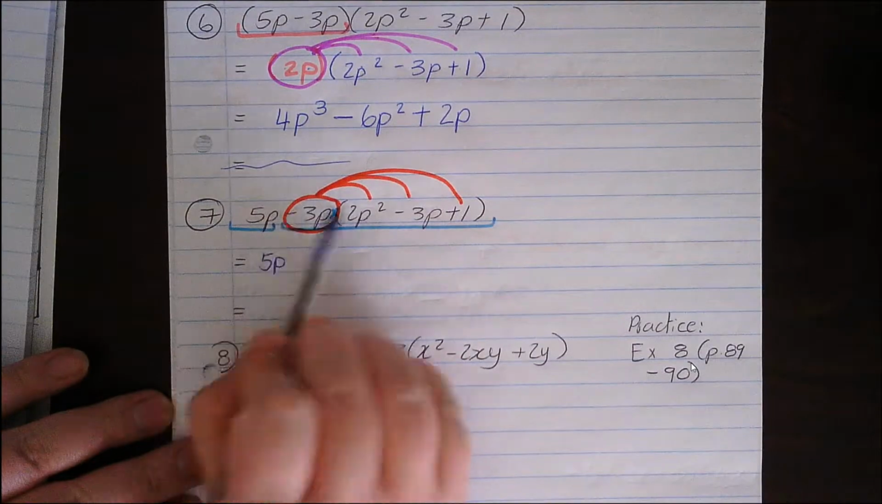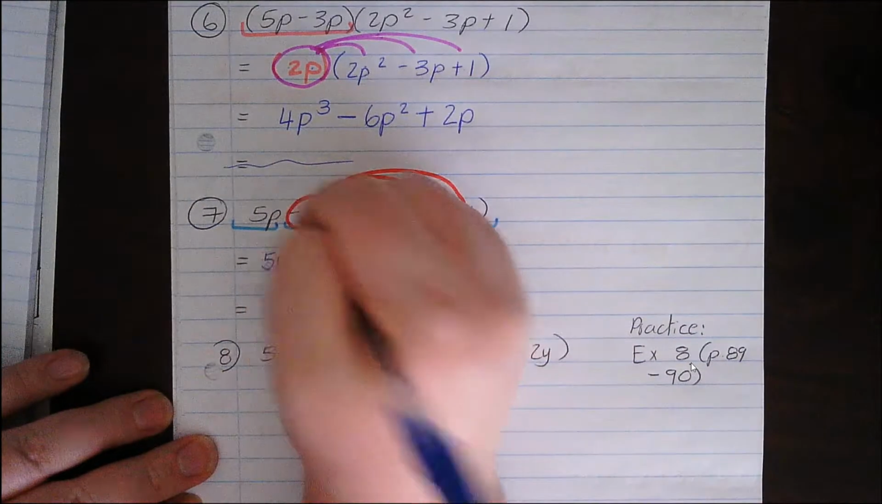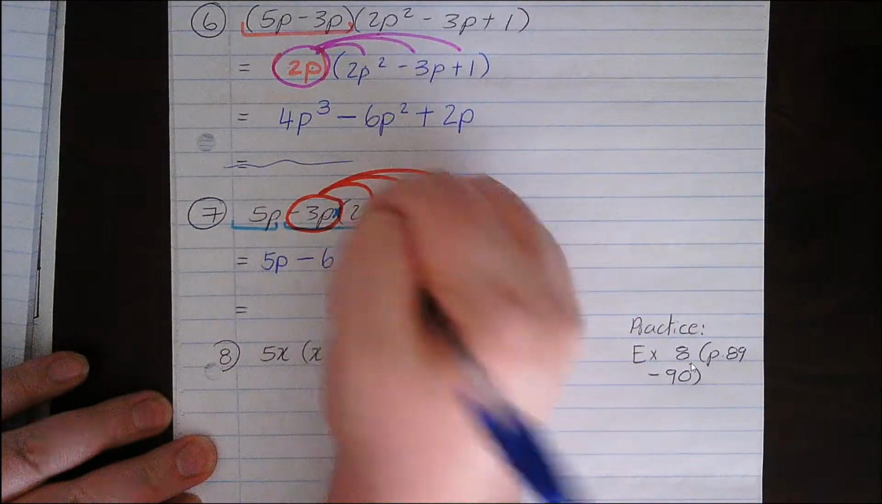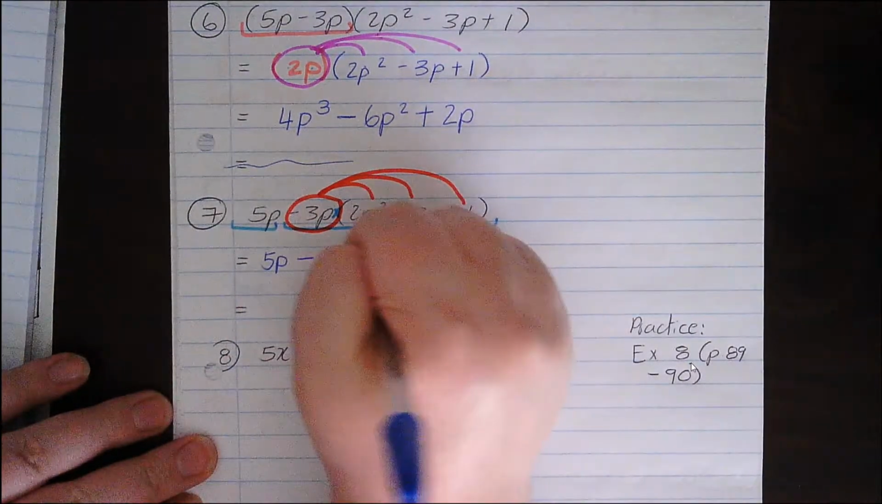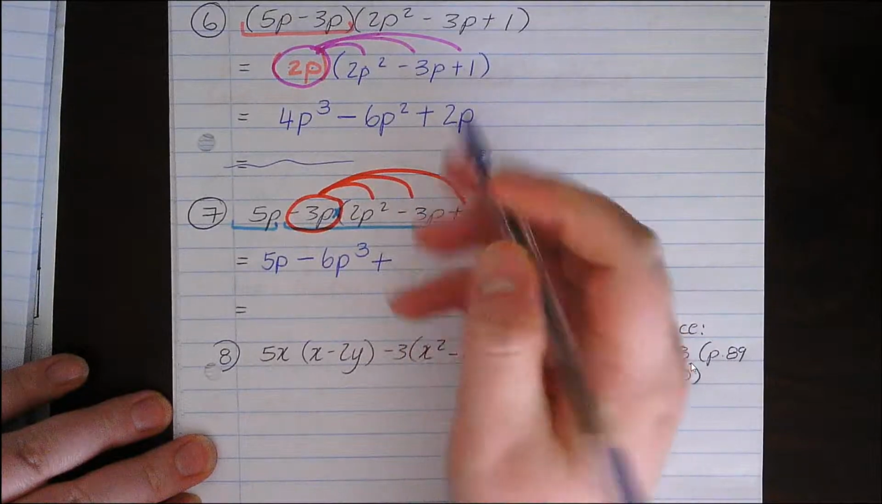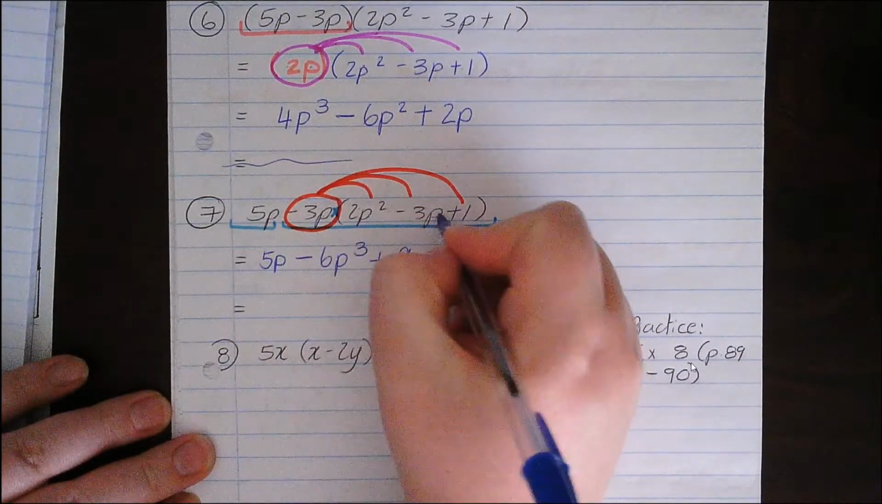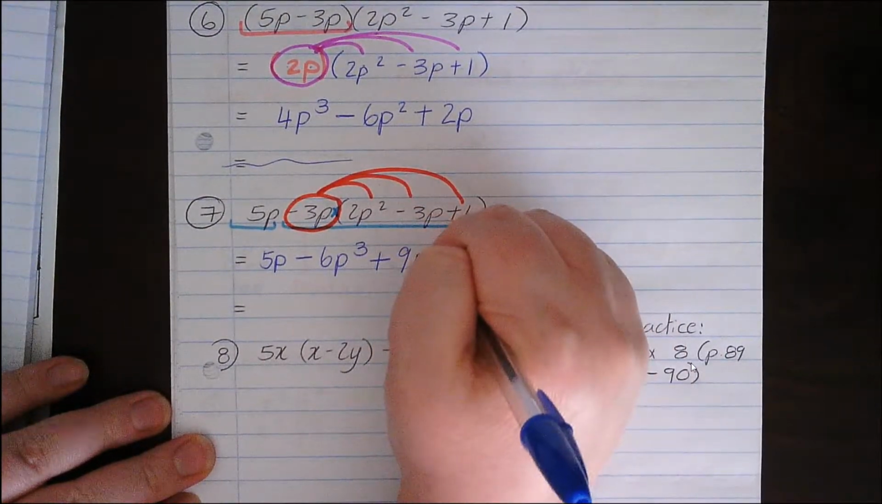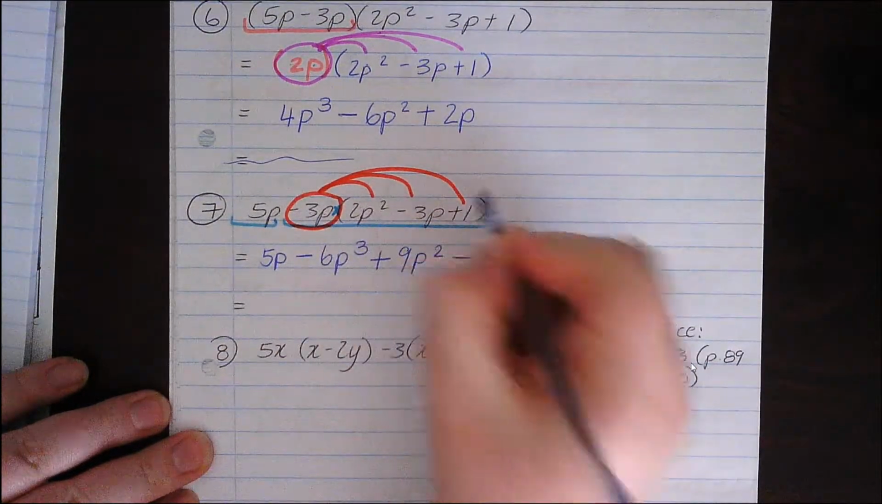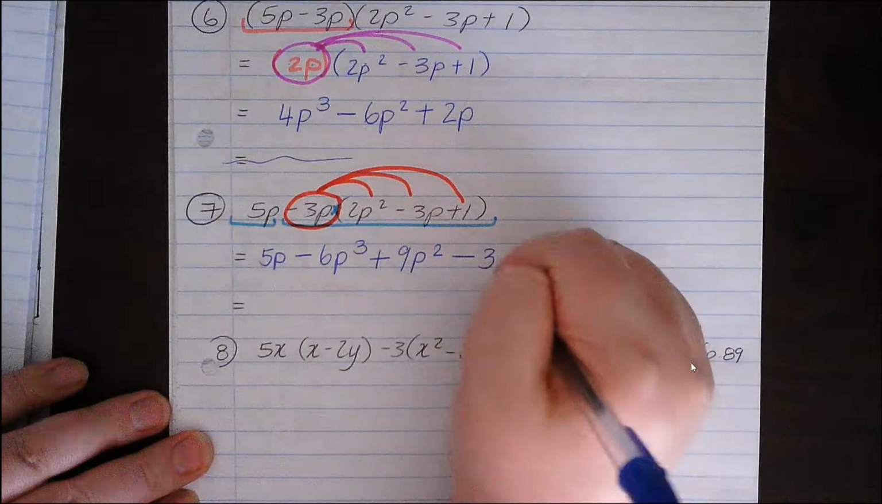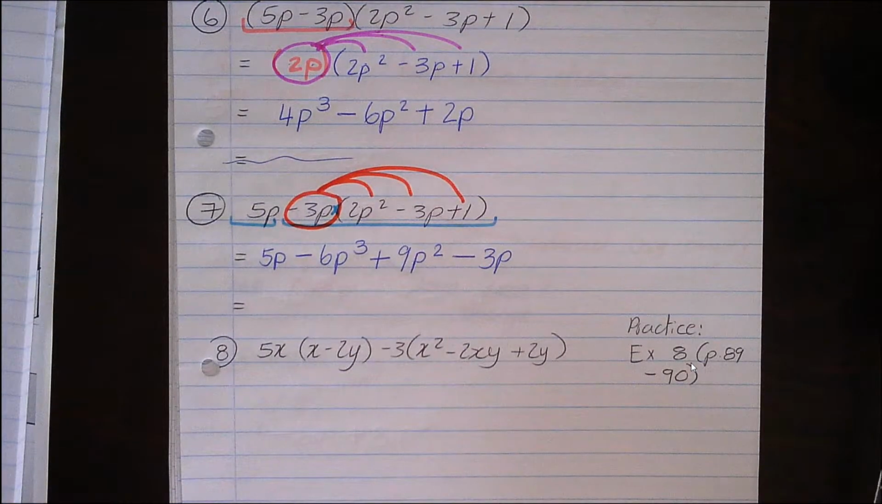Now we have negative times positive, that's negative. 3 times 2 is 6. P times p squared is p cubed. Negative times negative is positive. 3 times 3 is 9. P times p is p squared. Negative times positive is negative. 3 times 1 is 3, and the p comes along.